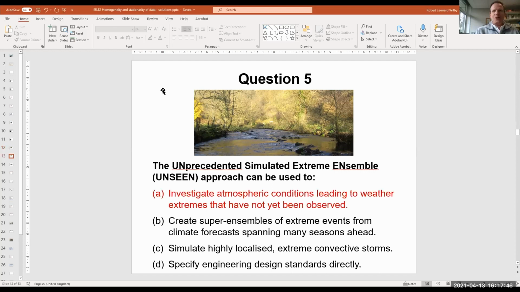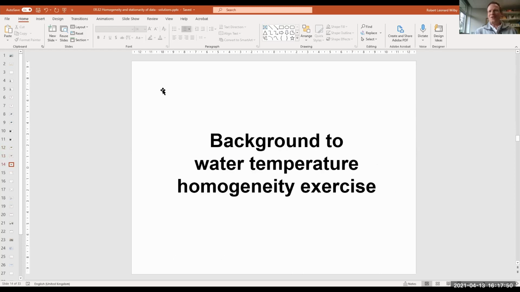There we go. So answer A is correct. Did anyone get 5 out of 5? All right. I'd be disappointed if everyone got 5 out of 5. It means we've got to stretch everyone a little bit.